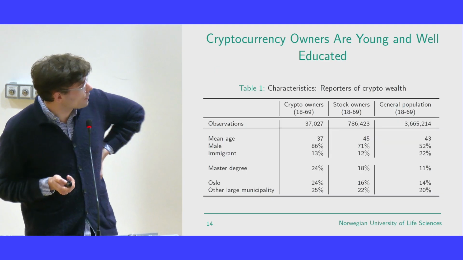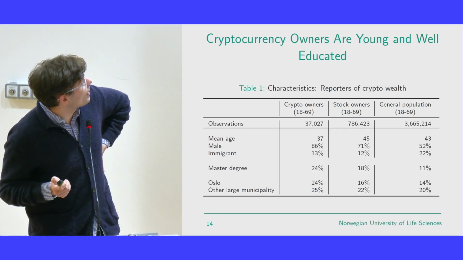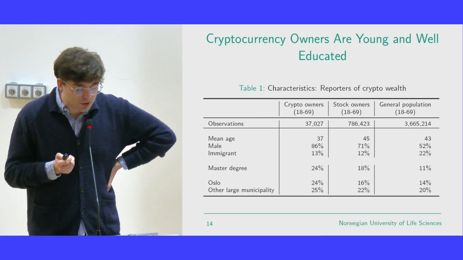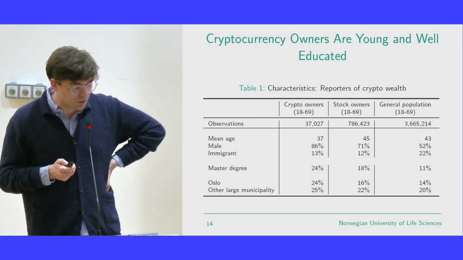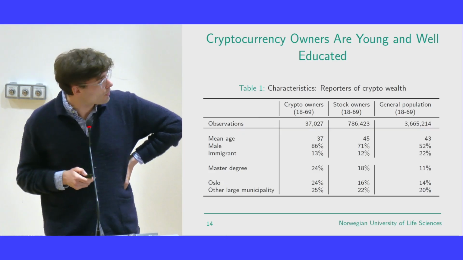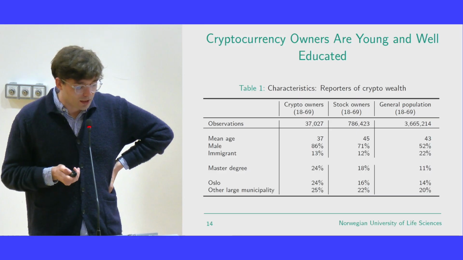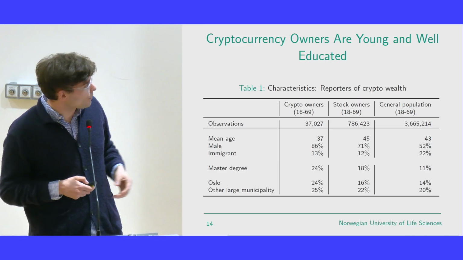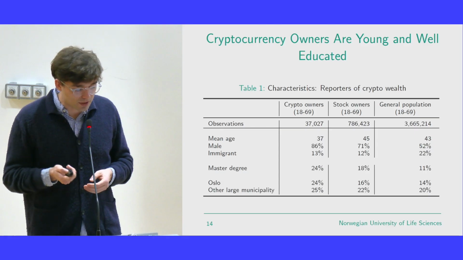We see here this table. You can see the owners in terms of how they compare to people that own stocks, for instance, and the general population. You will see that they are quite a bit younger, more male. We see that immigrant share is quite similar, but they are more well educated and are more likely to live in Oslo, which is the capital city of Norway.